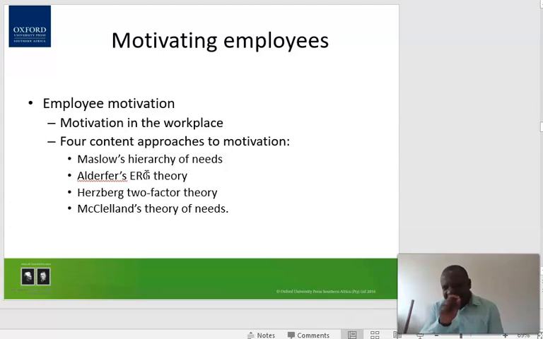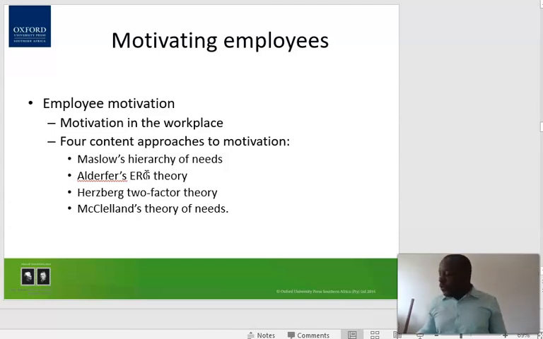So the main point that was criticized by Alderfer in this case is basically to say, no, needs cannot be arranged in a particular order because people are different. They have different needs, and those needs emerge at different stages.